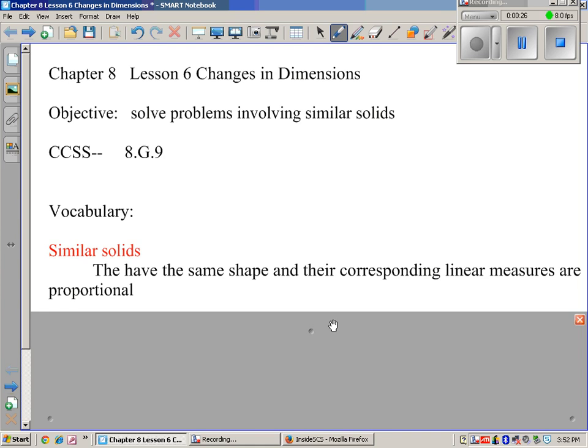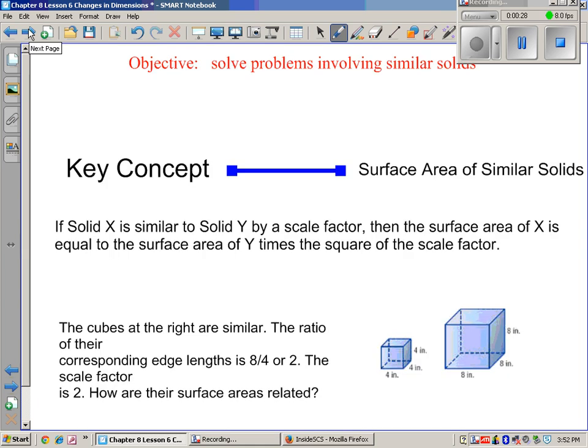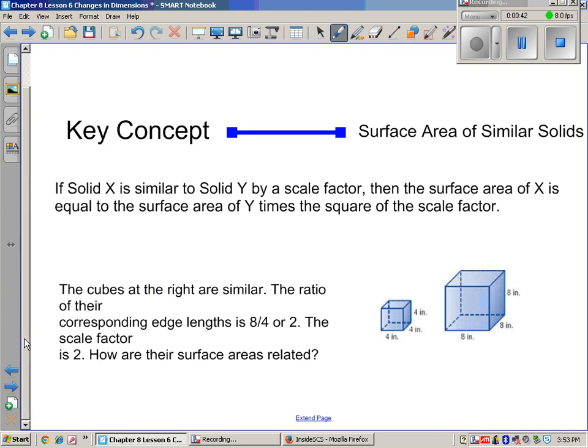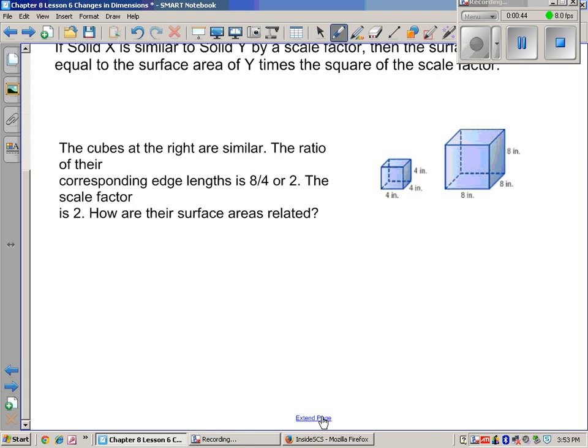Moving on, we have our key concept for surface area of similar solids. If solid X is similar to solid Y by a scale factor, then the surface area of X is equal to the surface area of Y times the square of the scale factor. Take a peek at these cubes right here. Cubes to the right are similar. The ratio of the corresponding edge lengths is 8 to 4, or 2. The scale factor is 2. How are the surface areas related?